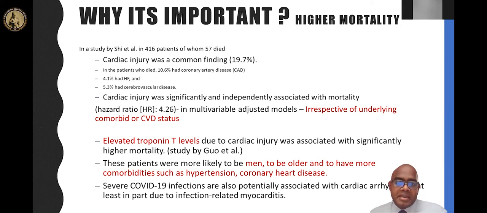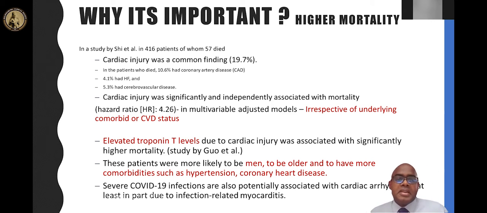In multivariable adjusted models, they identified that irrespective of the underlying comorbid or cardiovascular state, having a cardiac injury is associated with mortality. So we have to know that irrespective of underlying comorbids, cardiac mortality is high if there is cardiac injury with COVID. And also we know that elevated troponin levels are a sign of cardiac injury, which is associated with significantly higher mortality.